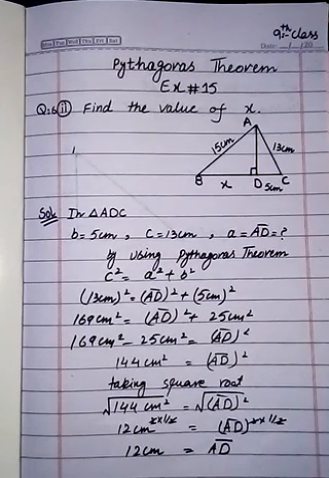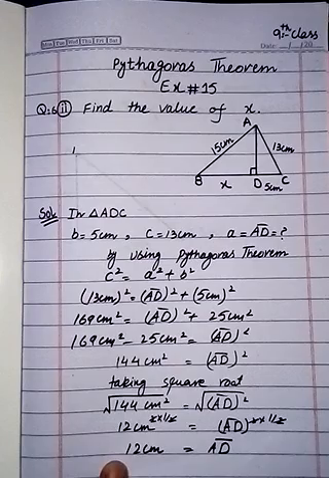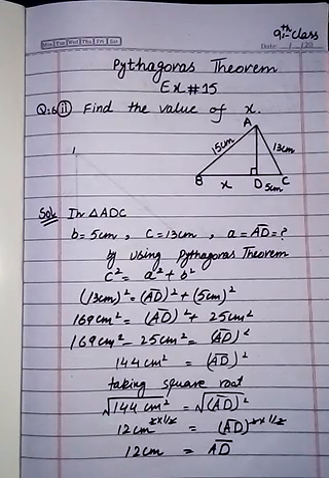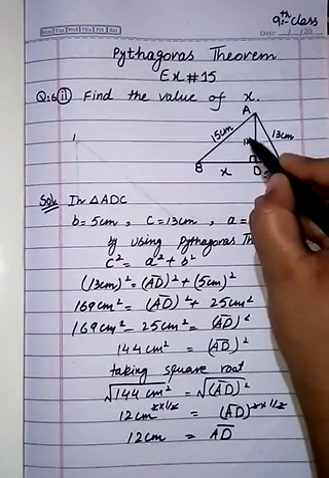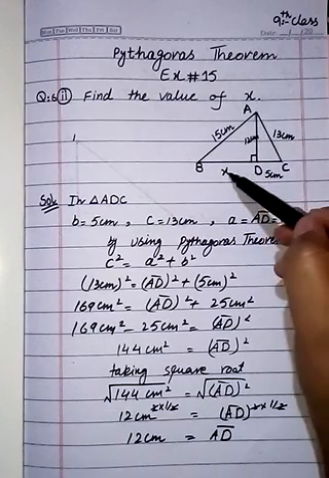Length is always measured in positive form, so you have to ignore the negative sign. So this is the answer. It means AD is 12 centimeter. Now you can find the value of x.